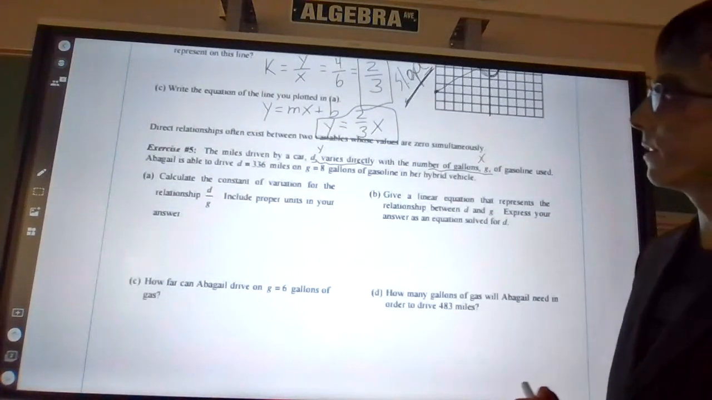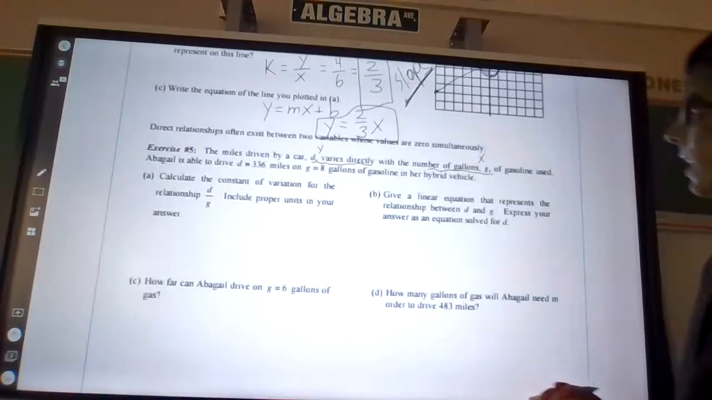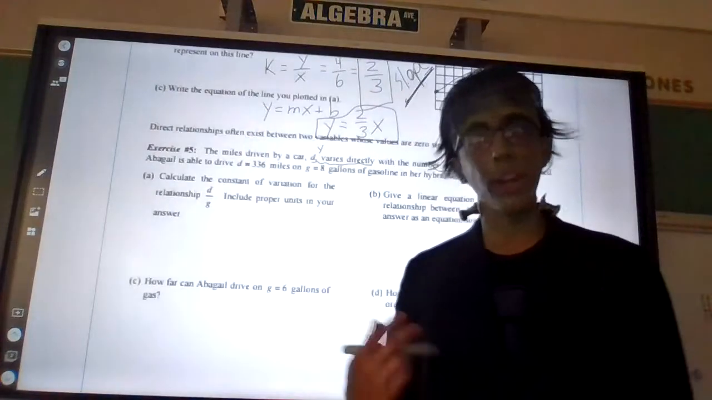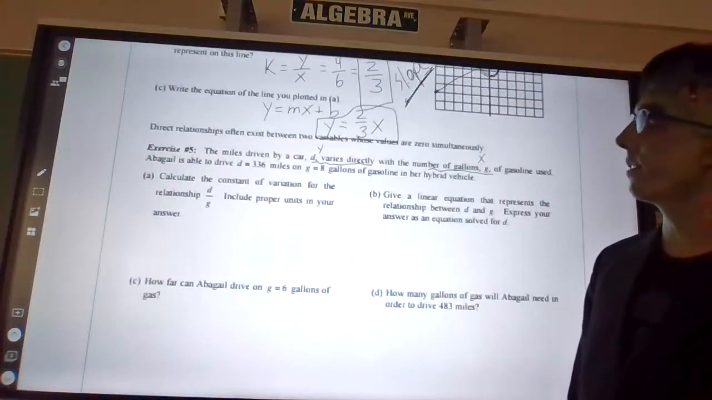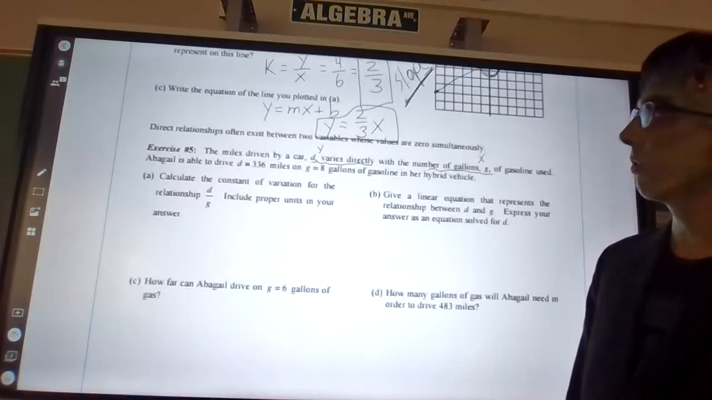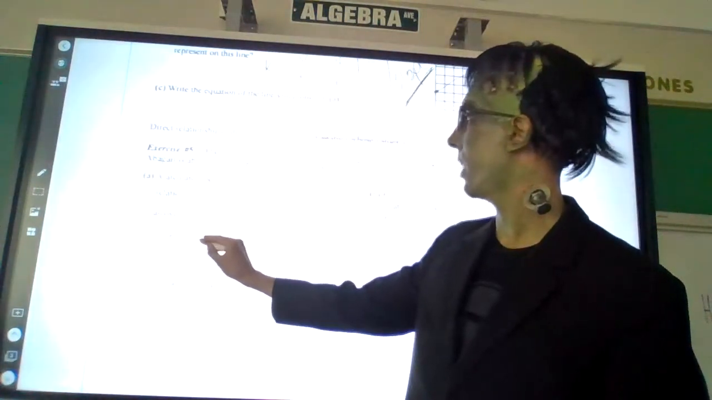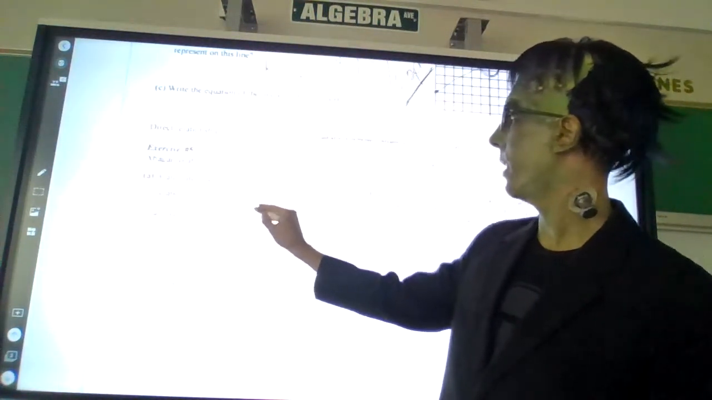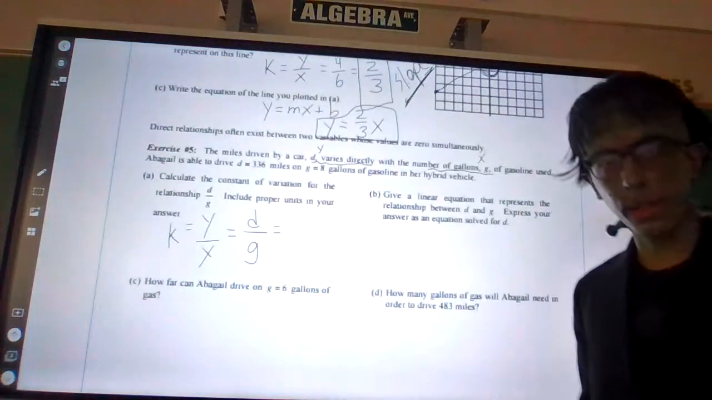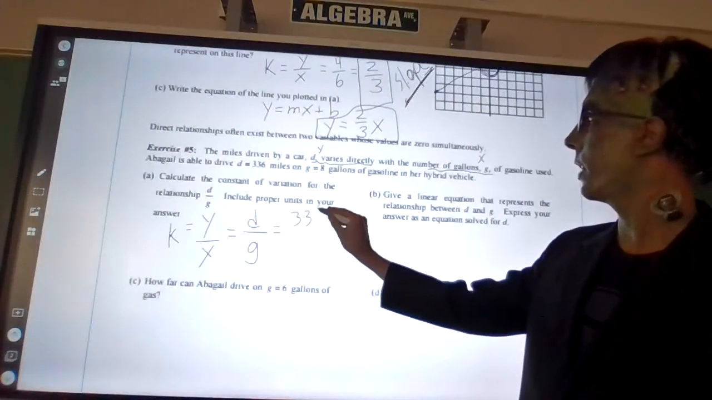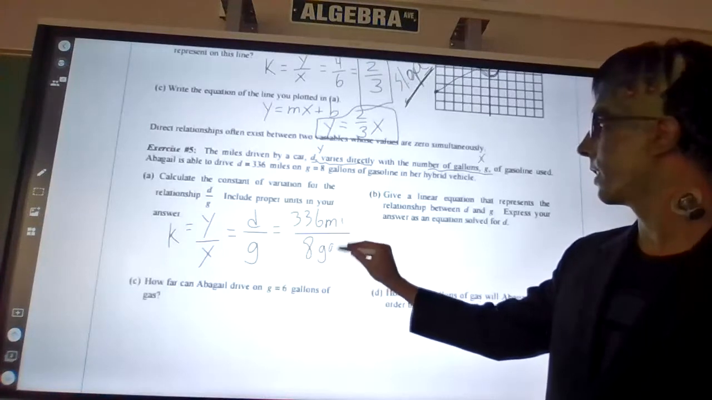Abigail is able to drive D equals 336 miles on G equals 8 gallons of gasoline in her hybrid vehicle. She's very environmentally conscious. So let's calculate the constant of variation for the relationship d over g. Remember, k is our constant of variation, which is equal to y over x, which in this case is equal to d over g. So let's use the values they gave us. 336 miles over 8 gallons.